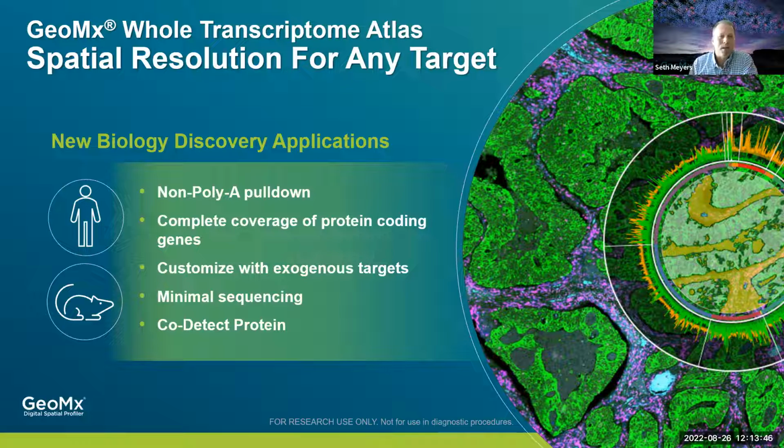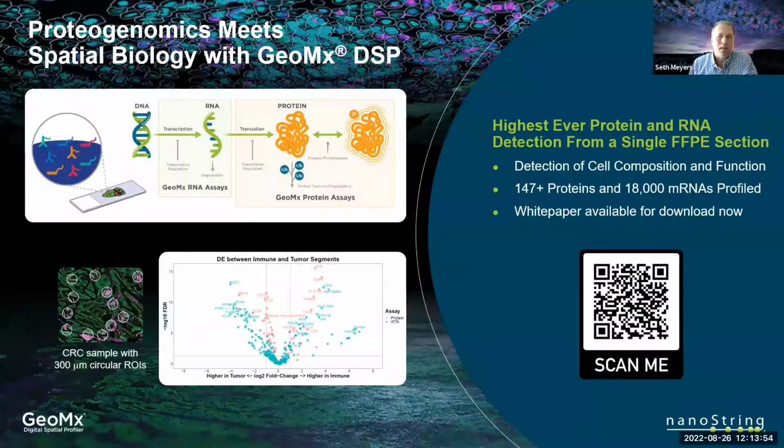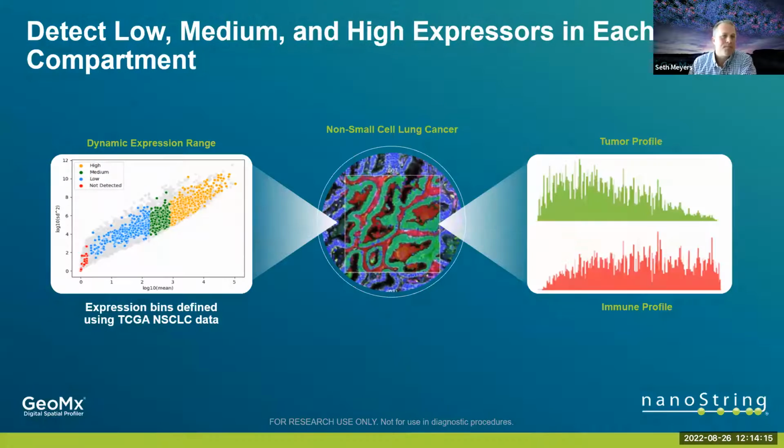And again, we also have a code detection assay where we can layer in protein, where we can look at proteogenomics with DSP. And here's a white paper that demonstrates our ability to profile both the whole transcriptome and, in this case, over 147 different proteins from a single slide. The benefit here is that we're linking transcription with translation, creating a great deal of information from those particular sample types.